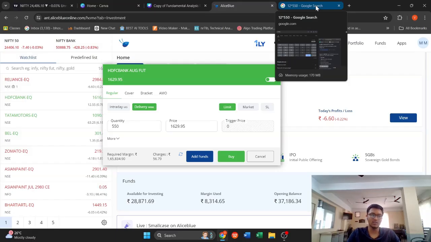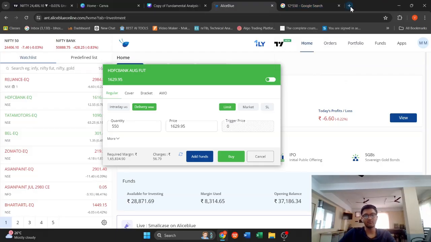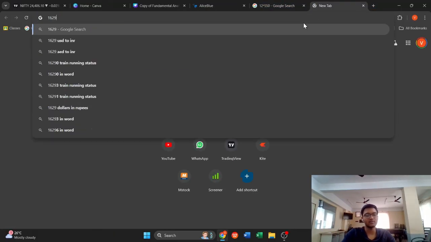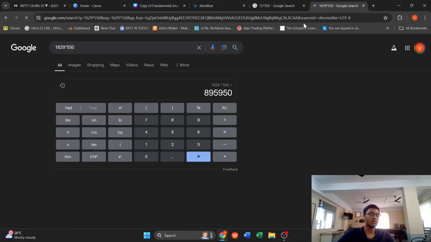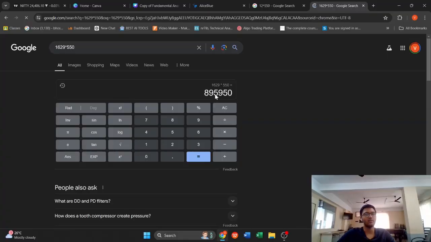So why can't I just do it on a cash basis? Why can't I just buy all those 550 shares and hold them for another day? Let's see the margin requirement for the same. In order to buy 550 shares of HDFC Bank, how much money do you require? 1629 is the current price, times 550. So you actually require 9 lakh rupees. No, 8 lakh 95,000 rupees to buy 550 shares of HDFC Bank.